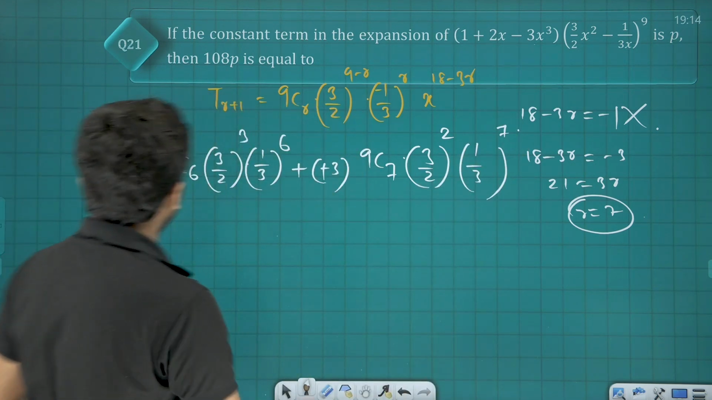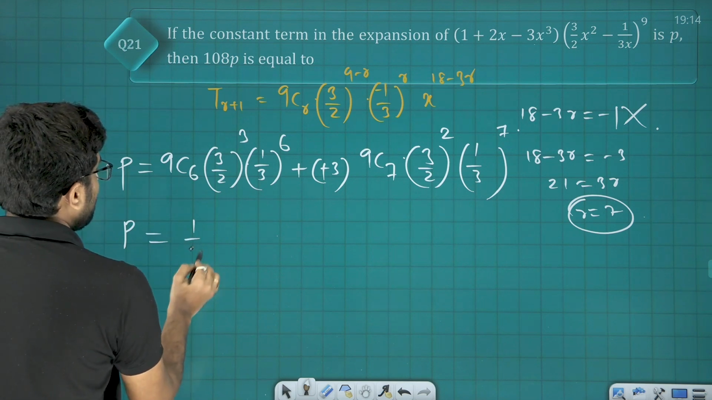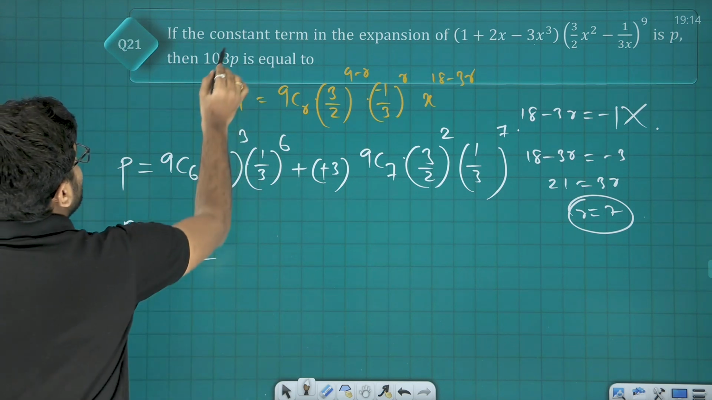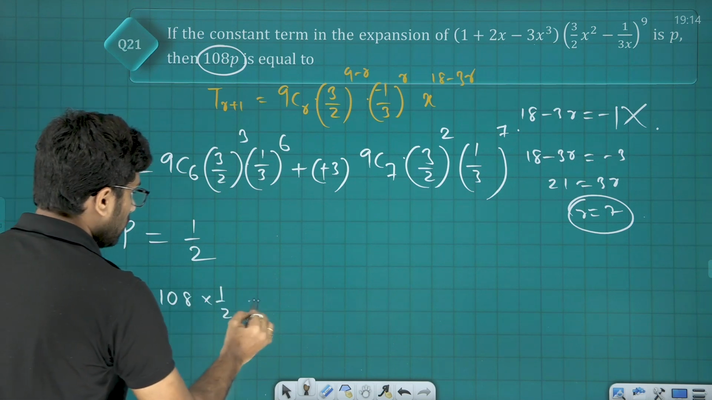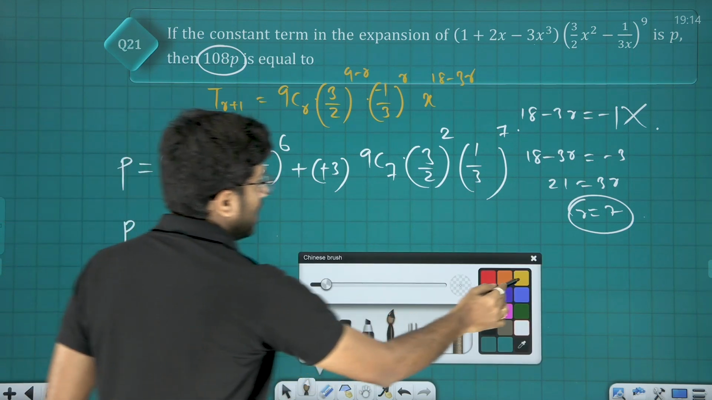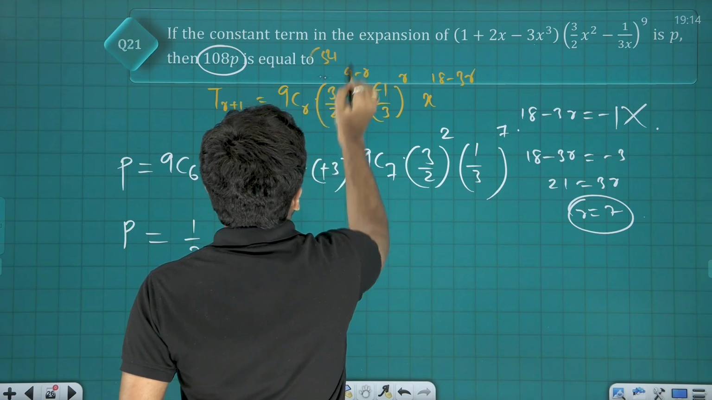They have given that this is p. So if you simplify this, then you get p as 1 by 2. Now they are asking 108 into p, that is 108 into 1 by 2, which is 54. So the answer for this particular question is 54, friends.